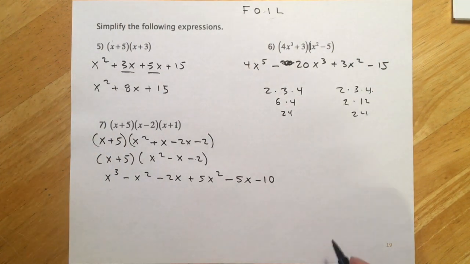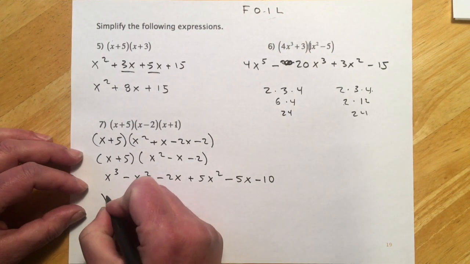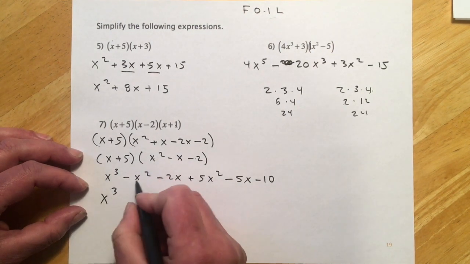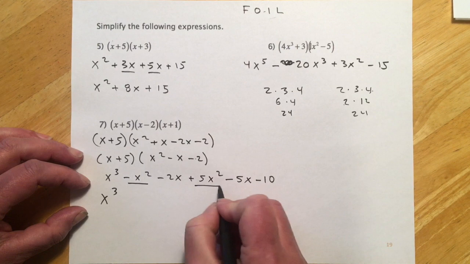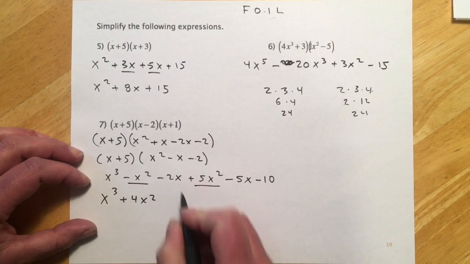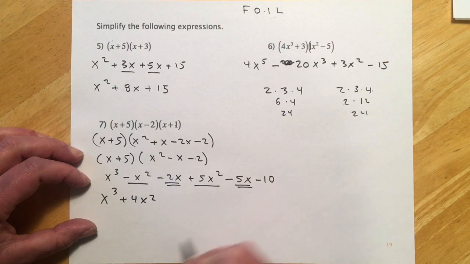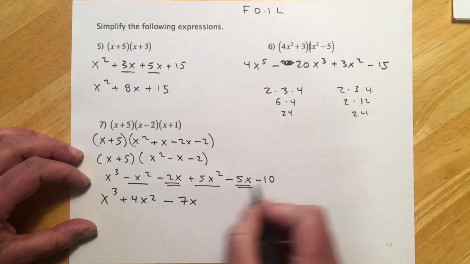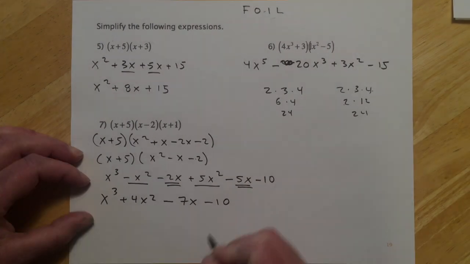And then we just have to collect like terms, and we got it. So x cubed has no friends, so it's just all by itself. Negative x squared plus 5x squared, so that would be plus 4x squared. Minus 2x minus 5x, that'll be minus 7x, and then just the minus 10.